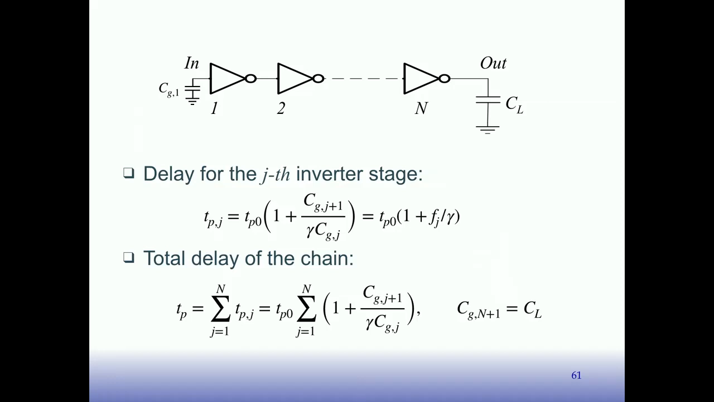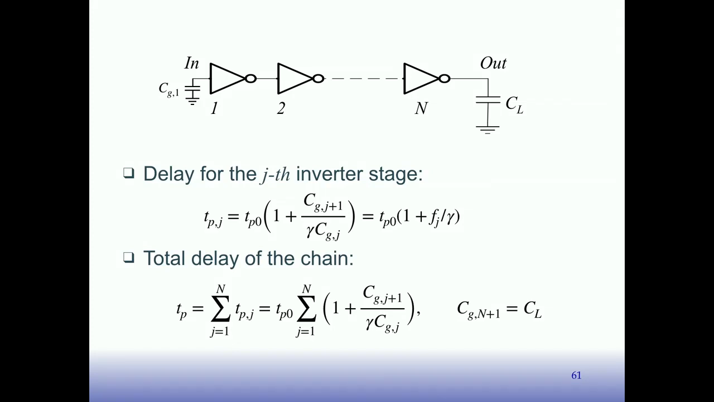So what's your intuition about how we size this? What should this ratio be? I mean, we have freedom to size this. We could make this one small, and then this one big, and then this one small again, and that one big. Or we could do something else.